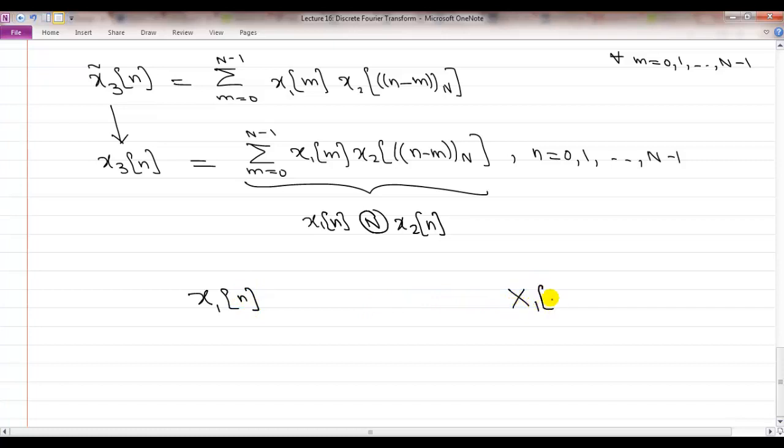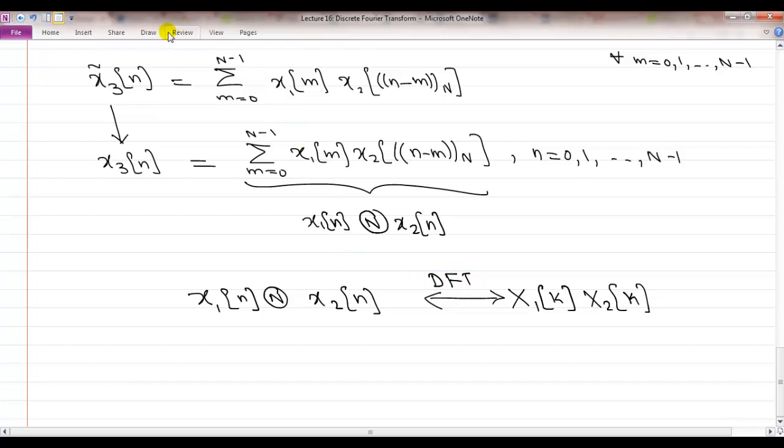multiply the DFT sequences of two finite-duration time domain sequences, that is equivalent to doing circular convolution in the time domain.